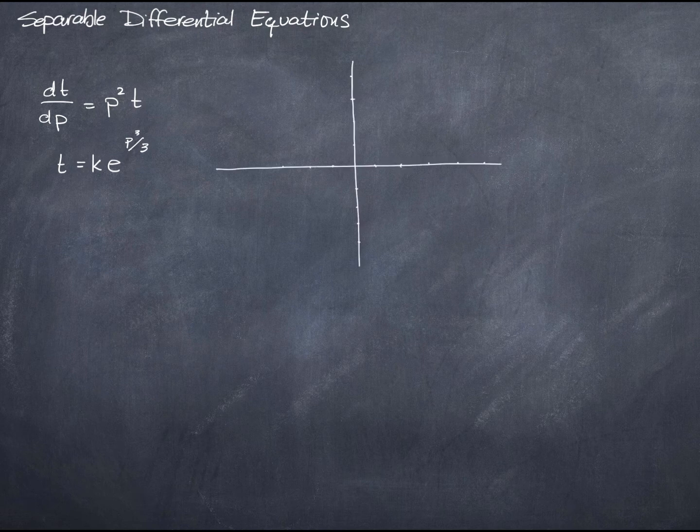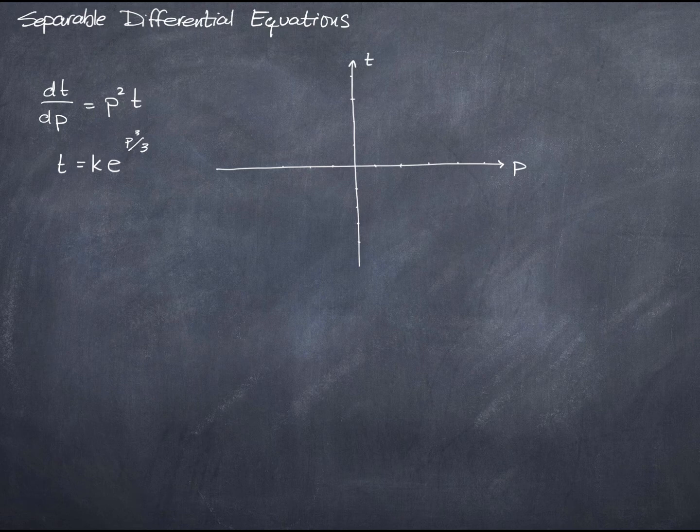Here's the field I'm going to be playing on. I need to label it for my own benefit, my own satisfaction, and my own clarity here. My independent variable is p, so this is going to be my p-axis, and my dependent variable is t, so this will be my t-axis. Now, what this equation tells me is what the slope is at various places on the graph.